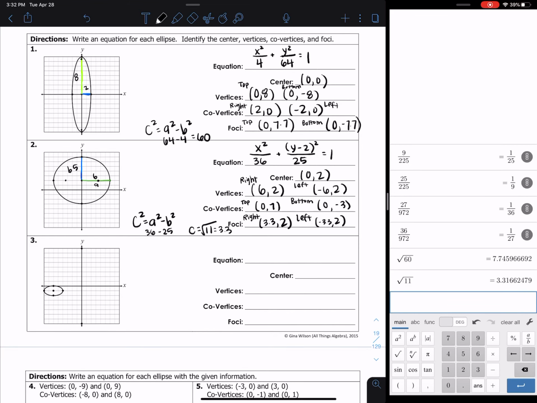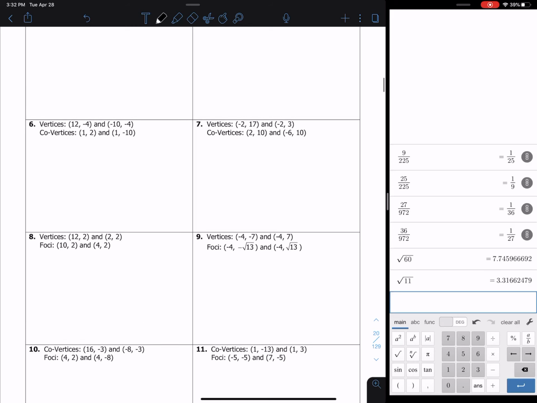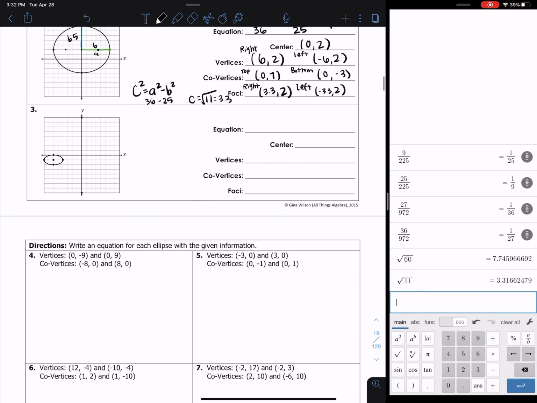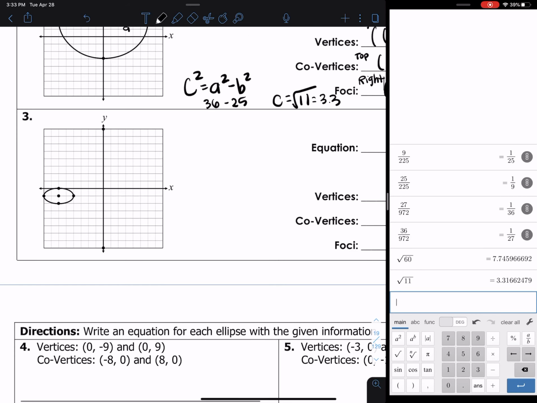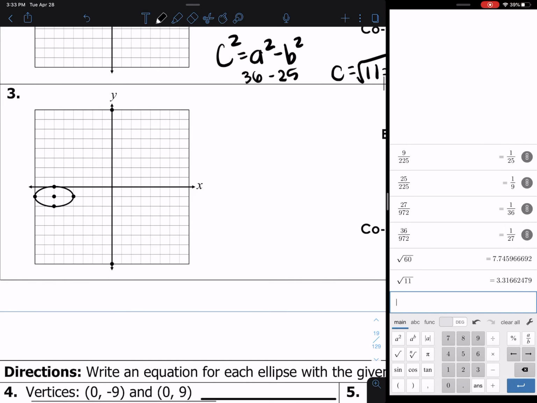Okay, and then we're not going to do this back page. You can try it if you want. It'll be good practice for next year, but for this class, I feel like doing it from the graph is enough practice and enough exposure to what we're doing here. So now on this one, we have the center.